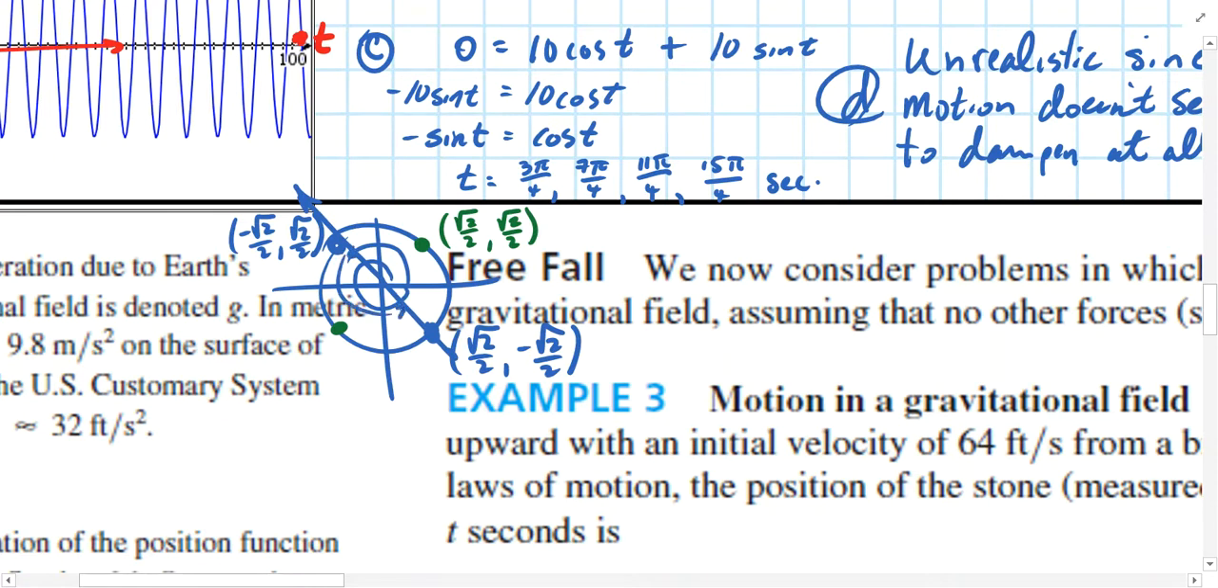we'd see an infinite number of positions, or, in this case, times. After 3 pi over 4 seconds, the object is technically not moving for that split second. Then again, at 7 pi over 4 seconds, 11 pi over 4 seconds, and so on.